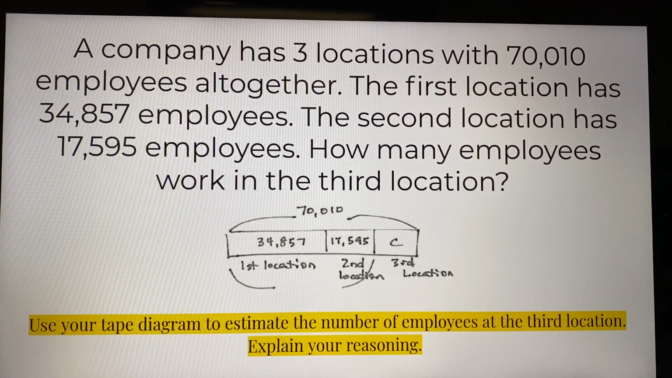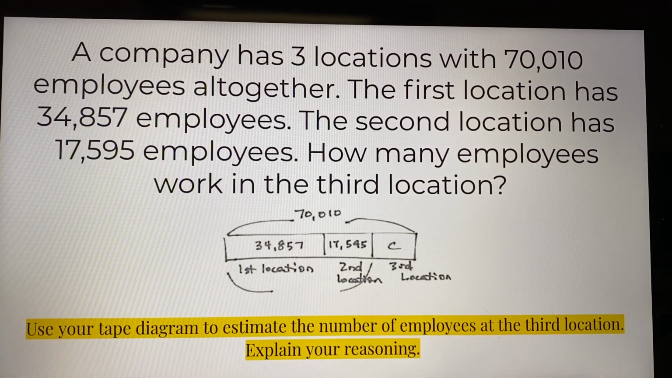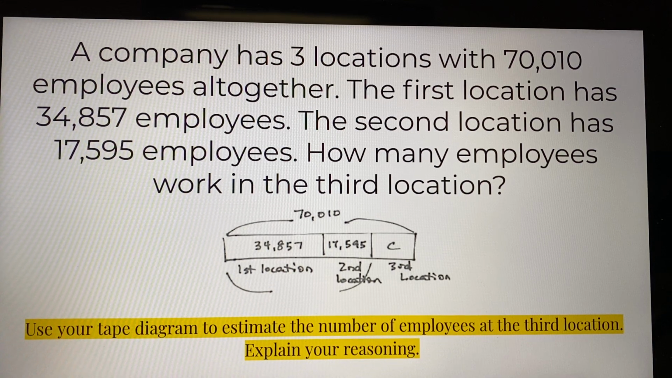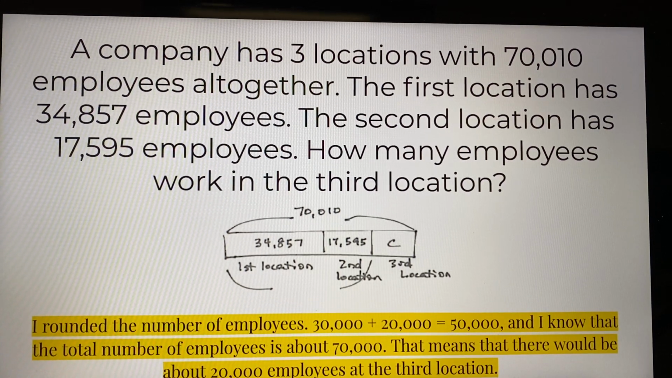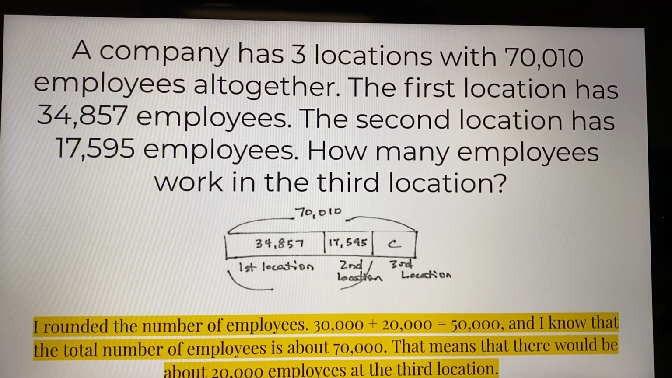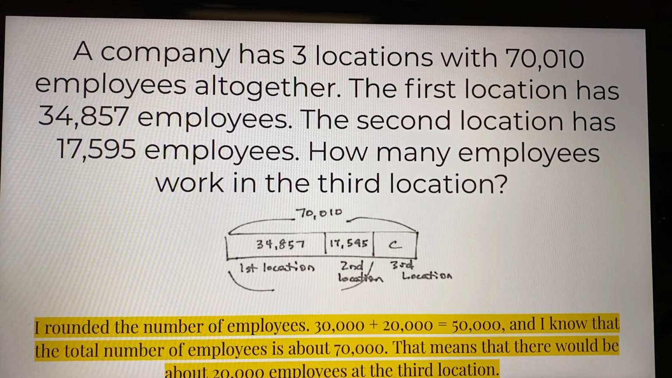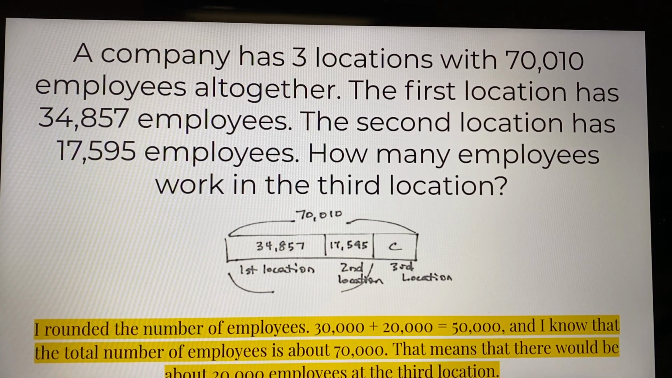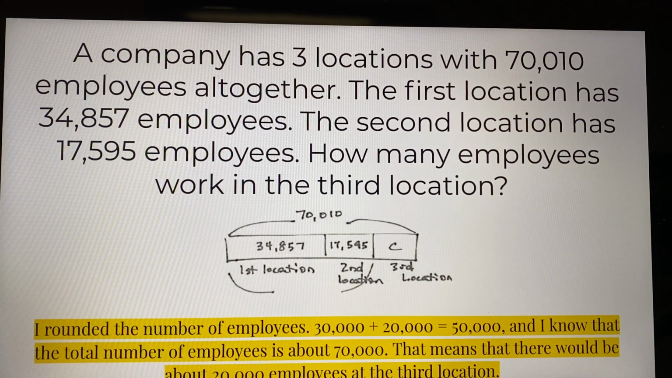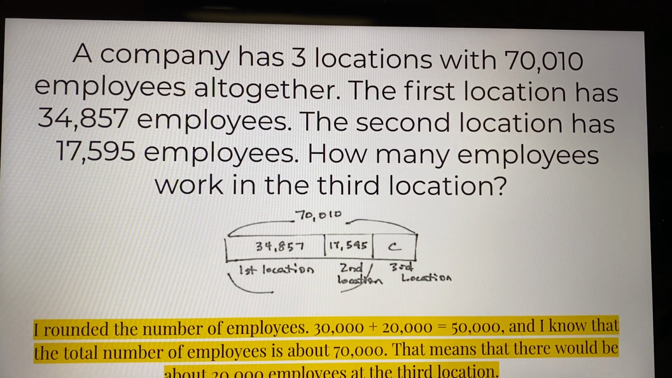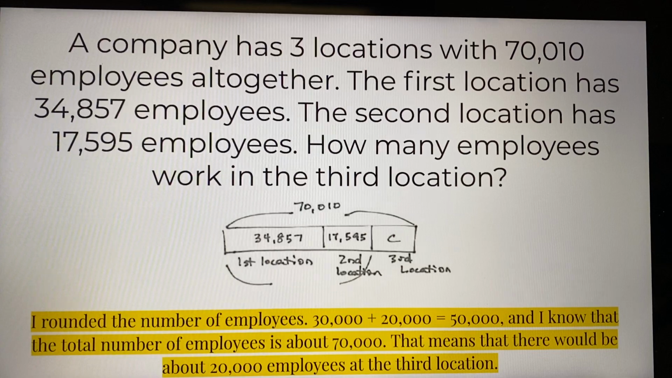So we're going to use our tape diagram to estimate the number of employees at the third location. I would round to the nearest 10,000. So if you round 34,857 to 30,000, and you round 17,595 to 20,000, that's about 50,000. So the first two locations are about 50,000. If I know the total number of employees is about 70,000, that means there should be around 20,000 employees at the third location, give or take.